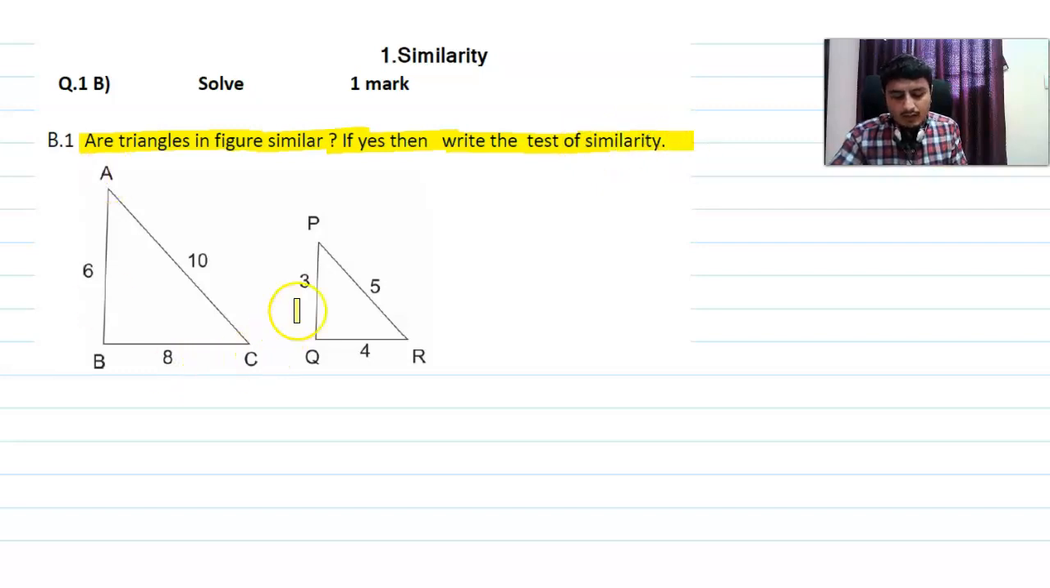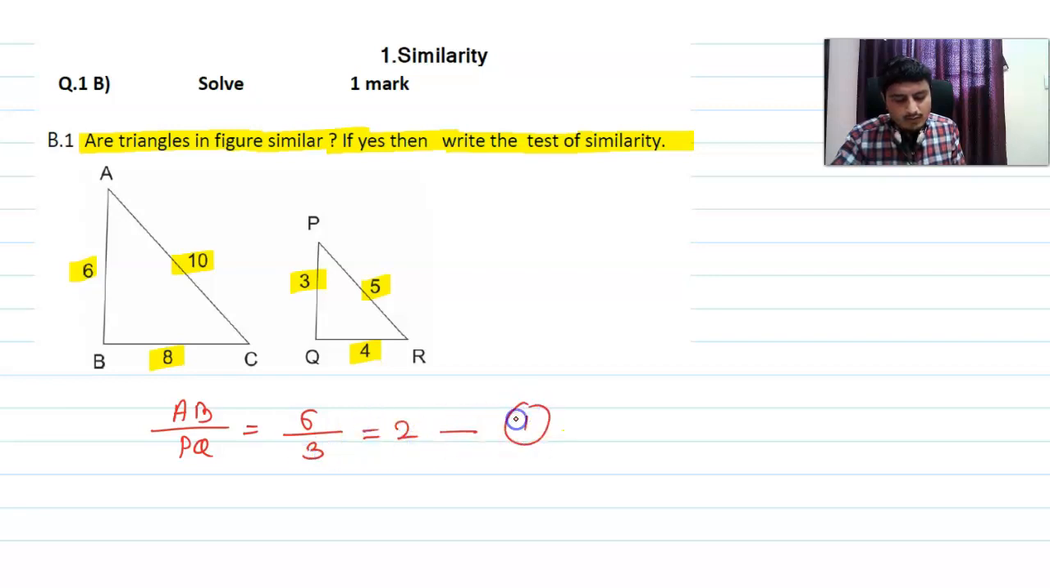Look at the triangles, we have triangle ABC and PQR. Length of AB is 6 units, BC is 8 units, AC is 10 units. Length of PQ is 3 units, QR is 4 units, PR is 5 units. Now once we are given the values of all three sides of the respective triangles, let us evaluate the ratio of sides of the triangles. AB corresponds to PQ, so AB divided by PQ equals 6 divided by 3, which is 2. Now try to evaluate the ratio of the corresponding sides.